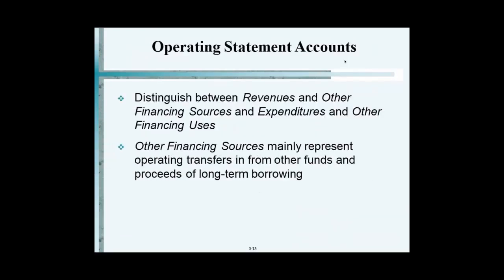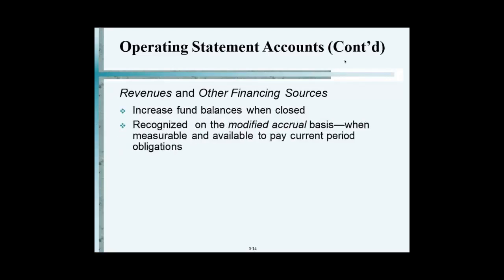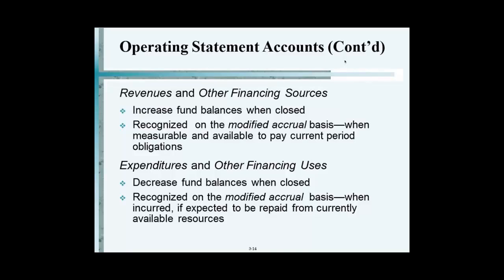And I spoke to you between revenues and other financing sources and expenditures and other financing sources. And again, what do revenues do? They increase fund balance, right? And what do expenditures do? They decrease fund balance. If you have trouble with this, make it even more simple for yourself. Think of this as cash, all cash. What happens when you get money in? It increases your bank account, which is what? Your fund balance. It's not technically that way, but if that makes it easier, that's what we use, because we use the modified accrual basis of accounting.